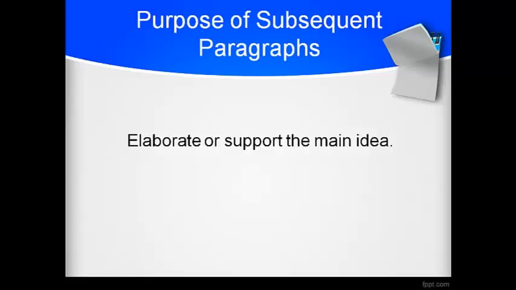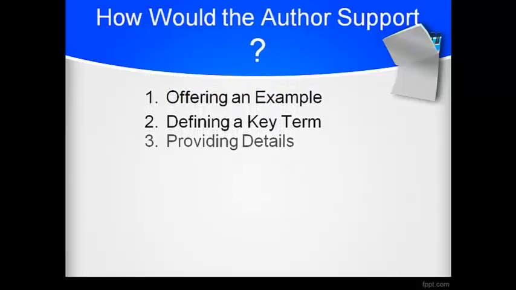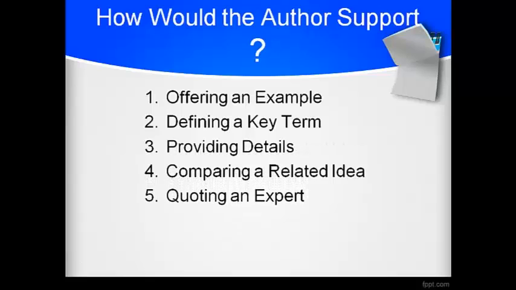So what is the author trying to convey? Usually it is to elaborate or support that main idea. The author comes up with the main idea in the first paragraph, and in the subsequent paragraphs, they're elaborating the main idea. So how would they do that? There are 5 ways they can do that.